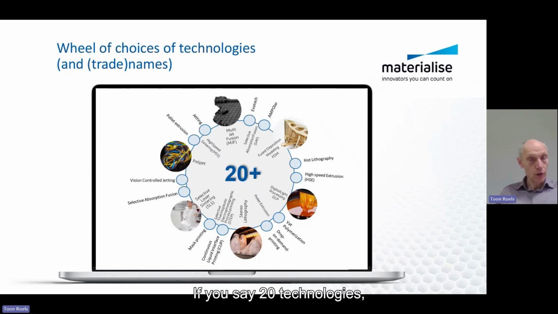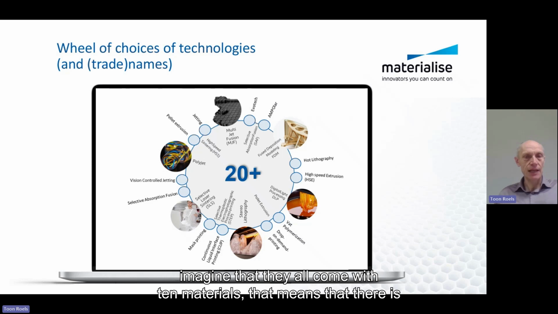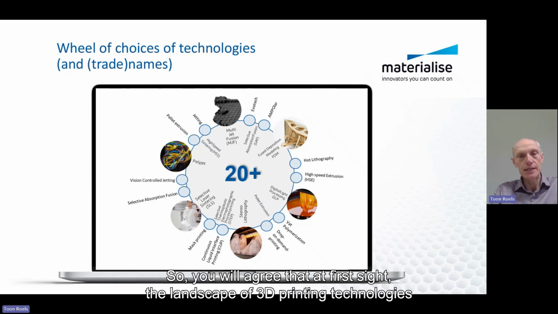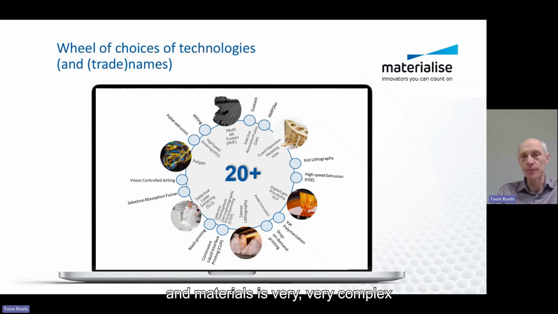If we say 20 technologies, imagine that they all come with 10 materials. That means that there is a potential of more than 200 materials that you should choose from as well. So you will agree that at first sight, the landscape of 3D printing technologies and materials is very, very complex, and it's not easy to find your way in that.